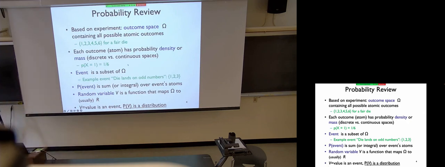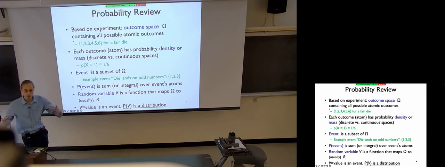Imagine we have a die and we're rolling it, and it can land on 1, 2, 3, 4, 5, or 6. When we talk in probability about the outcome space in the case of a die, we talk about all the possible landings, all the possible events that can occur. So the die can land on 1, 2, 3, 4, 5, or 6. This is the outcome space, the set of all these six possible outcomes that can happen.